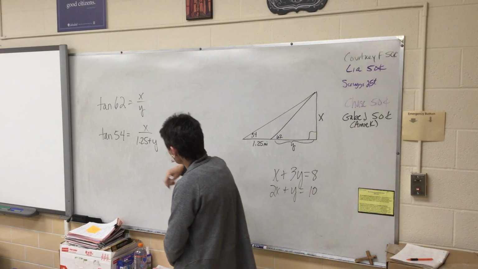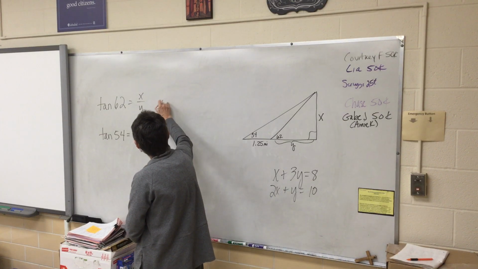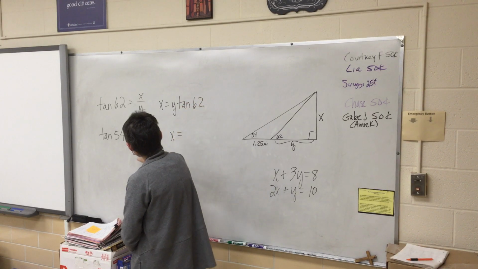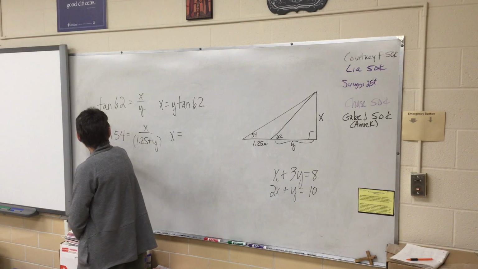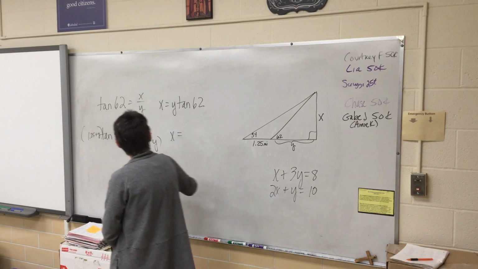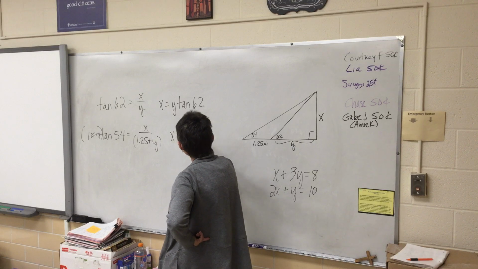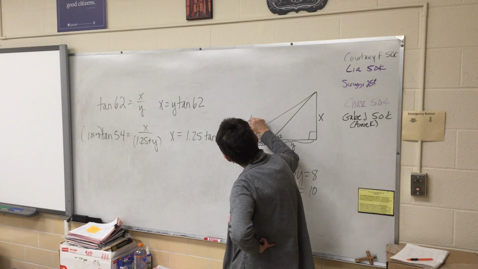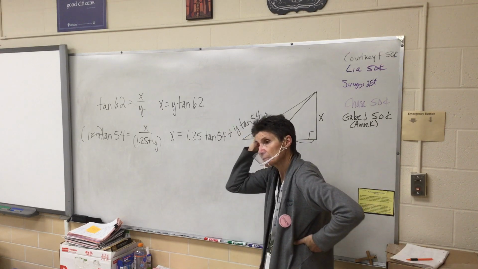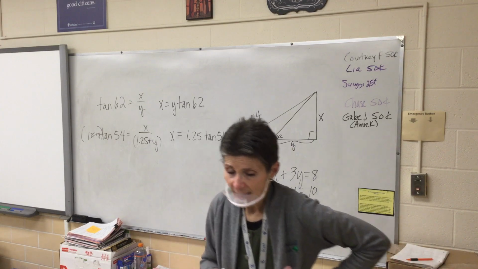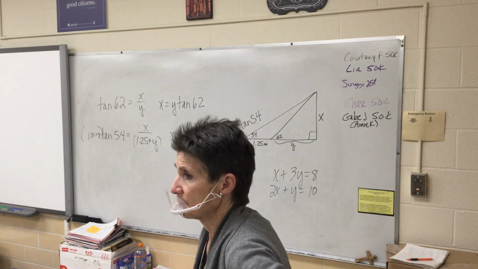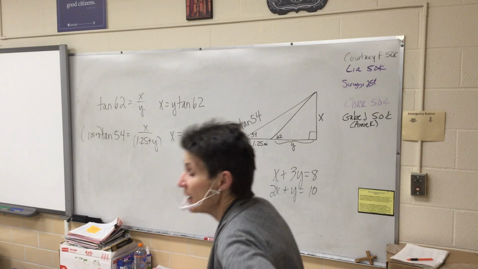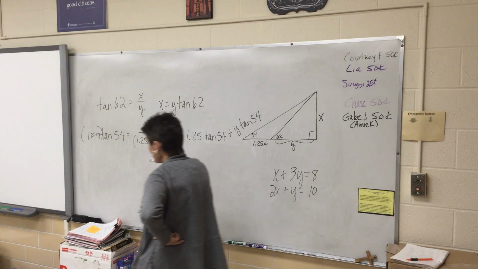So what I like to do, and I think it's easiest in ones like this, is I'll get x by itself. So x equals y tan 62. And x equals, I'm going to multiply this over to here, so I have x by itself. So x equals 1.25 tan 54 plus y tan 54. Why did I do that? Because now I can set them equal to each other. And then instead of having two variables, I'll only have one.